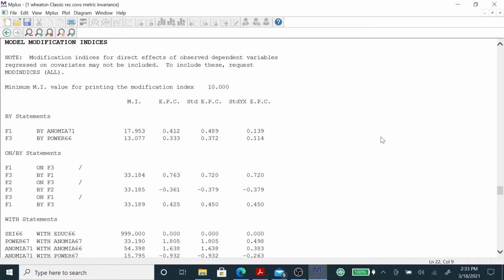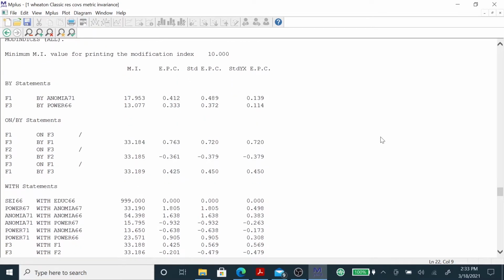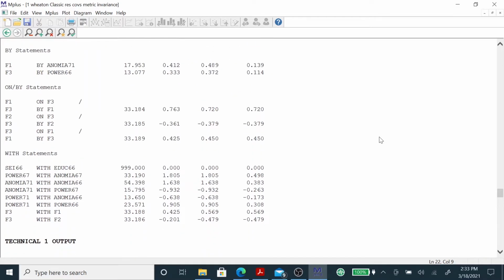So here we have a couple of interesting ones. Let's take a look at these first. For instance, here F3 on F1 has a fairly high modification index, the expected drop in chi-square if you free that. And that is then a lag 2 model. So F3 is not only influenced by F2 but by F1 as well. So that could help improve the model.